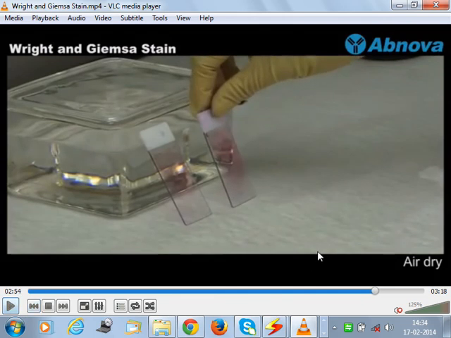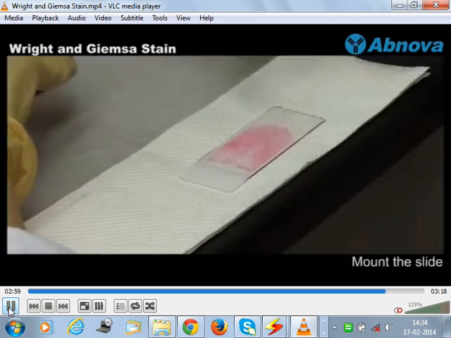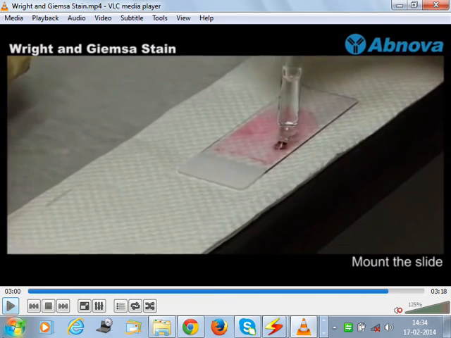And after putting it under water and rinsing it, what do you do? Dry it, air dry it. Put it under the fan and the slide should be completely dry. Now you have smeared it, you have stained it, and now we put something on top of it. What it is, I will tell you in the coming slides. Now the slide is ready for mounting on a microscope. Now we have completed 2 steps, now we'll start counting.